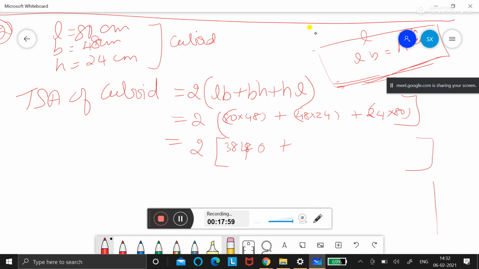Who is going to multiply and tell me quickly? 48 into 24. I will use Vedic mathematics and multiply. Ma'am, 1152. Okay, I'm correct. 1152 plus, now 24 into 80. That is easy. 8 4s are 32. Ma'am, 1920. 1920. Very good.